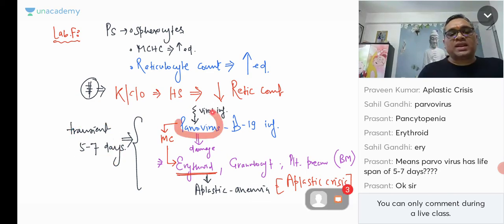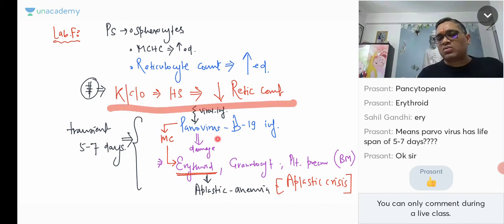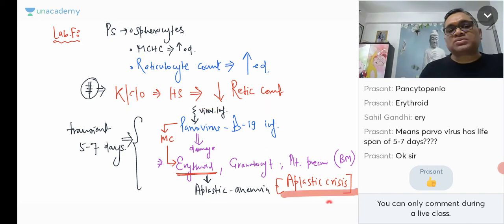So parvovirus B19 has the most common association with erythroid precursors. Erythroid will be most commonly damaged, but remember all will be damaged. Aplastic anemia will develop, and this crisis is called aplastic crisis. So in a known case of hereditary spherocytosis, decreased reticulocyte count is an example of aplastic crisis. Clear? Now come to the diagnosis. How are we going to diagnose?